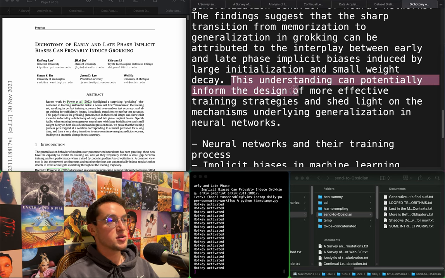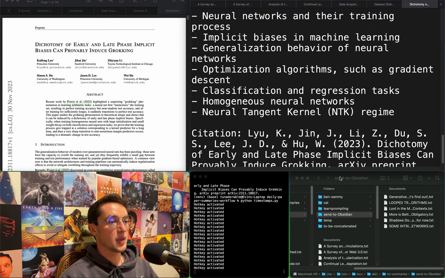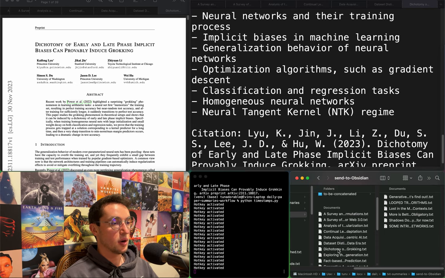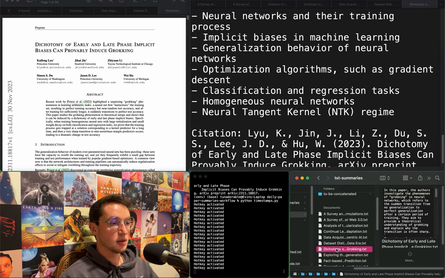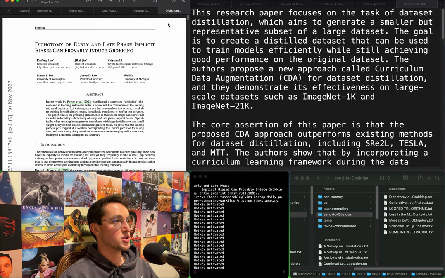This understanding could potentially inform the design of more effective training strategies and shed light on the mechanisms underlying generalization in neural networks. I've got to add this one to the list because I have to do a literature review on grokking, or not a full literature review, but like a little cover-my-bases type thing in the early sections of my understanding paper. Oh boy, we've added 7 so far. Goddamn, I'm so behind on my paper readings.